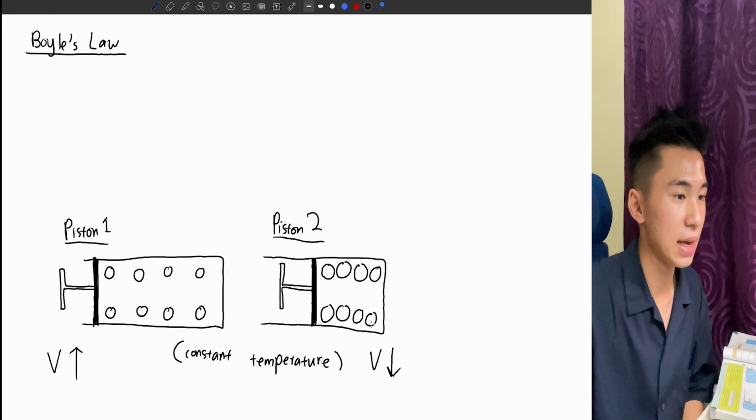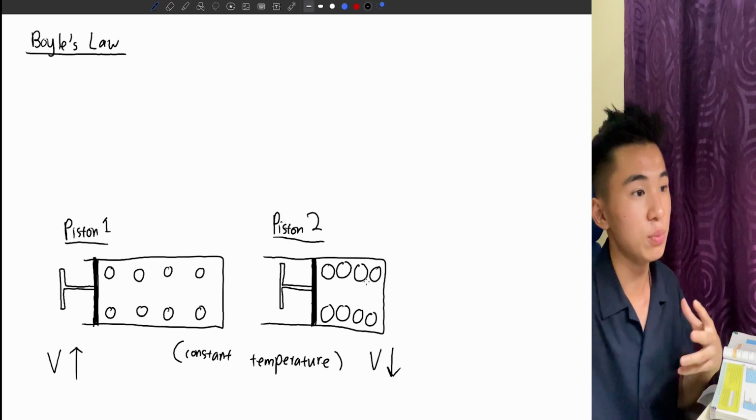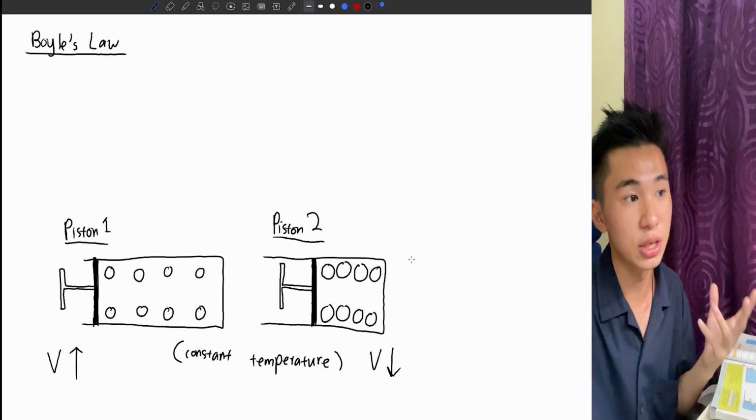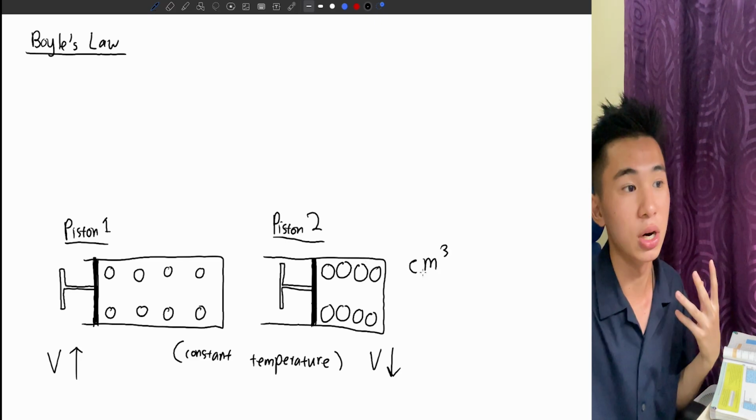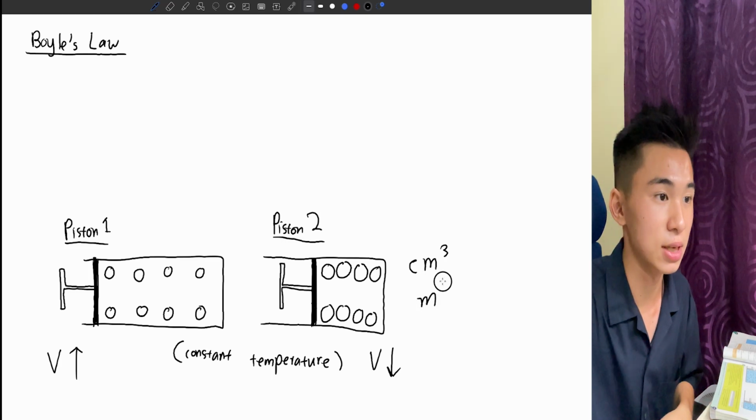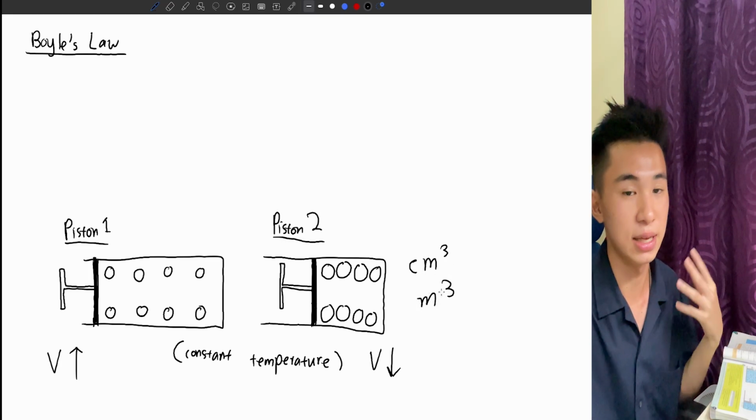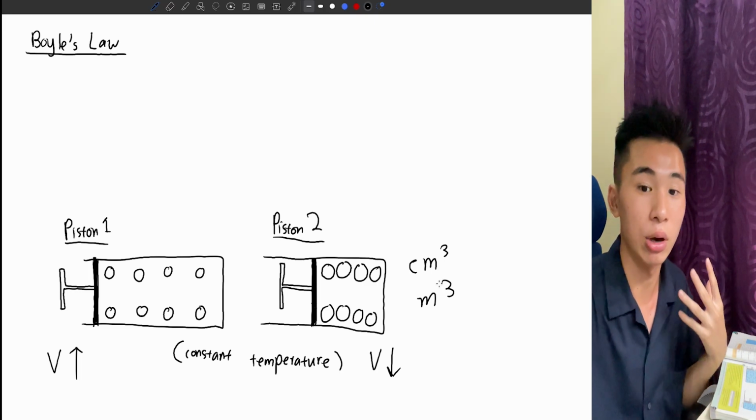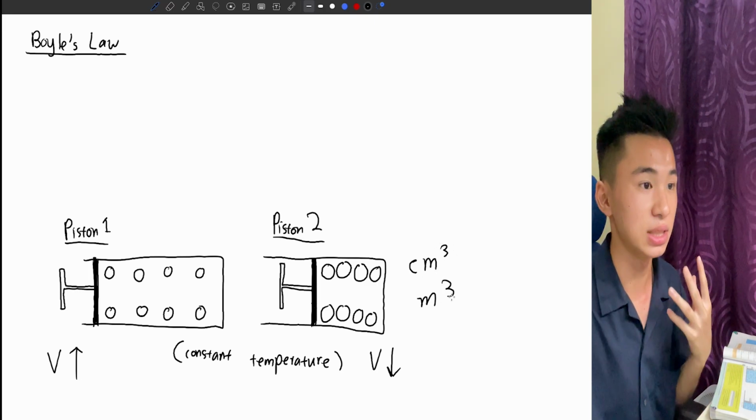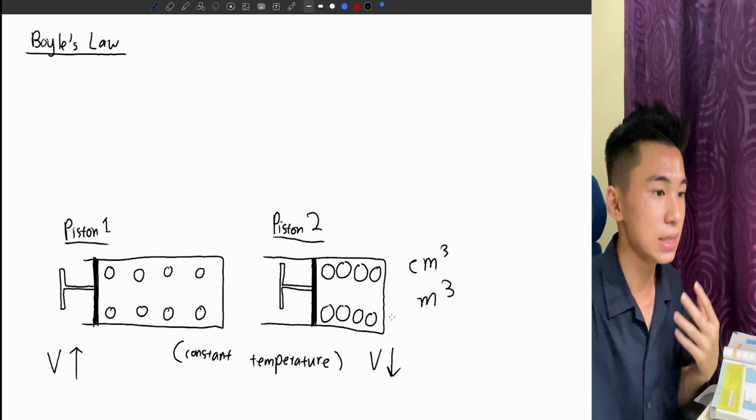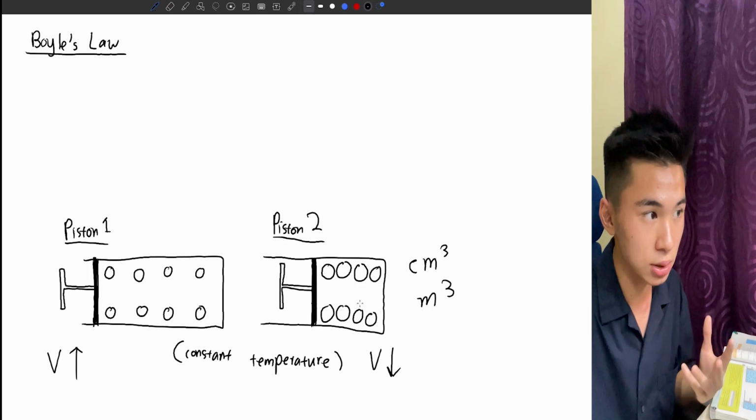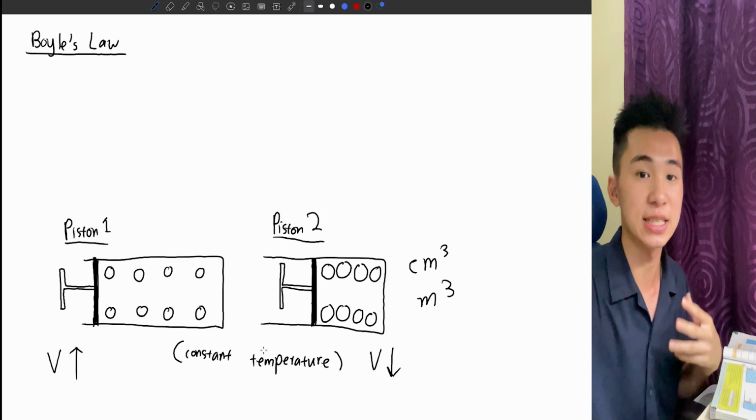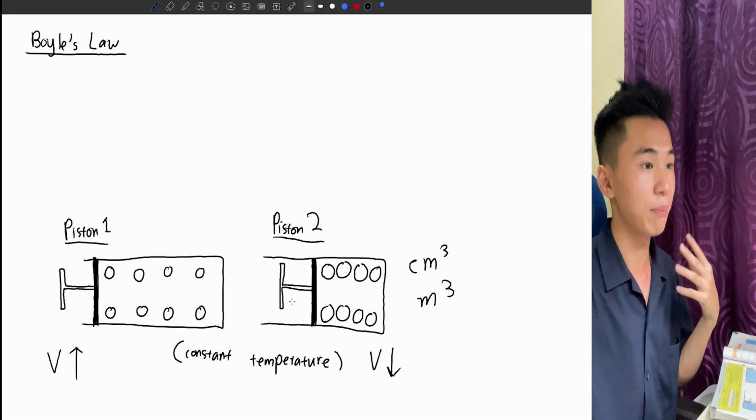If we have lesser volume in piston 2, which means we have more molecules per cubic meter, right? Per cm cube or meter cube, it depends how you calculate it, which SI unit you are using, but they are basically the same. Again, if you have lesser volume, you will have more molecules. In this case, the temperature is constant for both of these pistons.